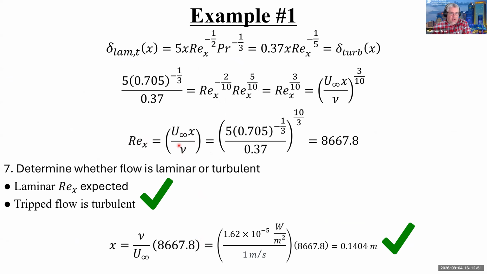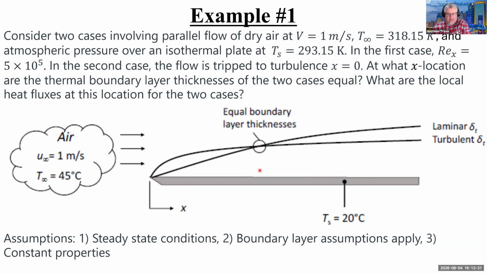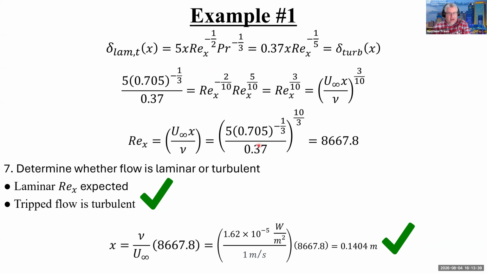Okay, step number 7 is determine whether the flow is laminar or turbulent. We expect the flow to be laminar because of the way the problem is phrased, right? In the first case, we have a laminar boundary layer, and we have a crossing point. And then in the second case, we have an intentionally tripped boundary layer. And so given the way that the problem is written, we expect this value to be less than 5 times 10 to the fifth, so that we are still inside the laminar boundary layer for the laminar part of the solution process. And lo and behold, that's what we get, right? So laminar Reynolds number is expected, and that's what we have.